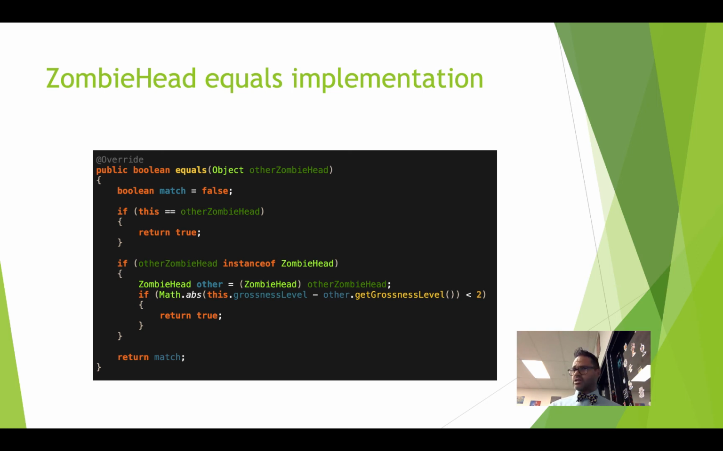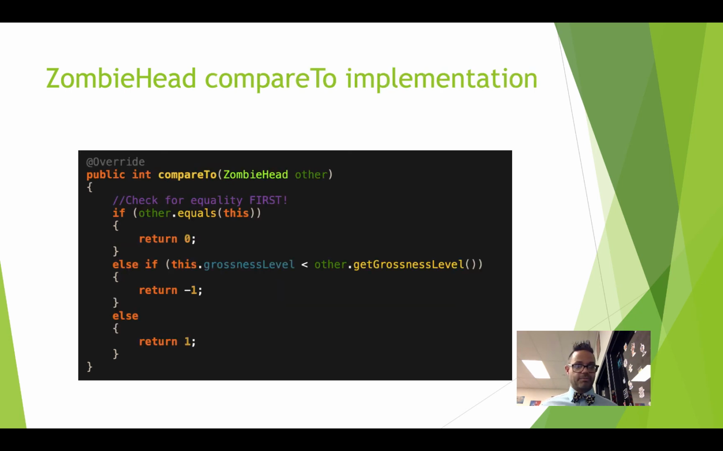Because if it's not a ZombieHead, it's clearly not the exact same thing. And that's where the instanceof keyword comes into play. Then, if other is a ZombieHead, I'm going to cast that other object as a ZombieHead. And I'm going to do a Math.abs on the difference. If the Math.abs of the difference between those two grossness levels is less than 2, then sweet, we're good. We've got a ZombieHead that matches. And that's where we return that match value.